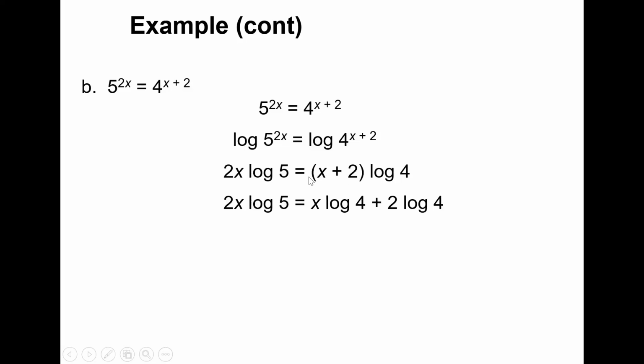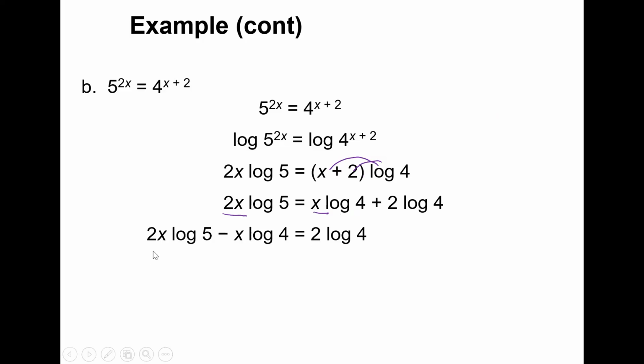So what we need to do is multiply that out and distribute. We're going to distribute the log here and here. So what we're doing basically is doing that. And so now we have x log 4 and then 2 log 4. Now we need to get the ones with x's on one side, everything else to the other. So let's take this one to that side. So now we have that.